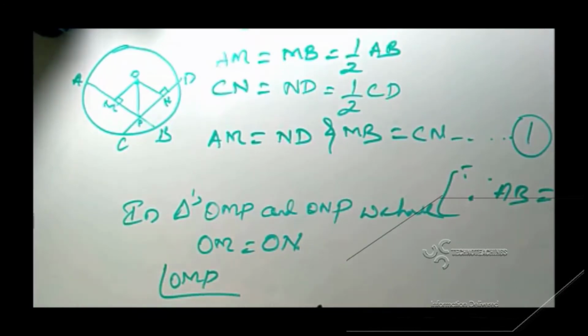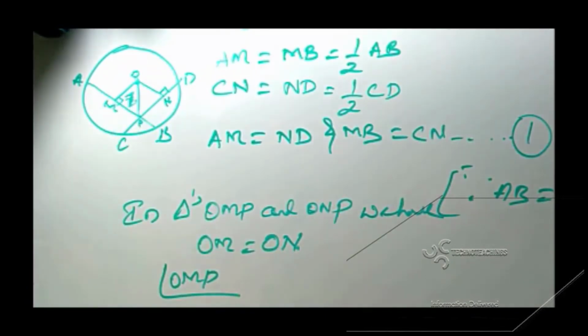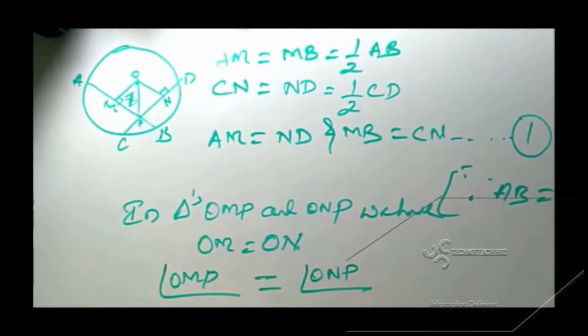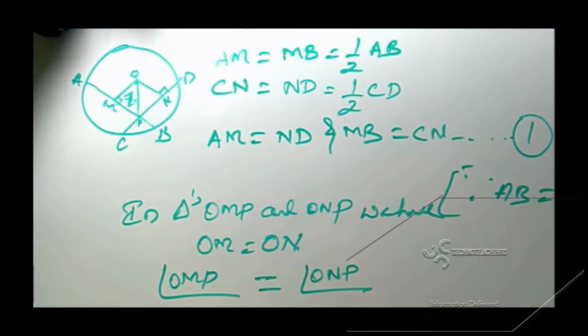Fine. Now angle OMP is equal to angle ONP, both are 90 degrees. They are equal in every angle. Therefore OP is a common side between triangles OMP and ONP. So we have OP is common for both of them, and we write it as OP equals OP. So this is by the RHS criterion of congruence, right?